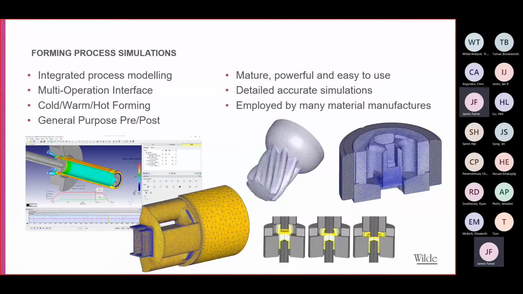But DEFORM offers an integrated process modeling system using a multi-operation interface for cold, warm and hot forming applications. There's also a general purpose pre-post, so if it's not a forming application, it may be just a stress deformation or anything with a very large deformation of material, we can handle in DEFORM. The system's very mature now. It's powerful, easy to use. We can do very detailed, accurate simulations, and it's employed by many manufacturers and material manufacturers globally. So we'll look at some examples and case studies of where they are applied.